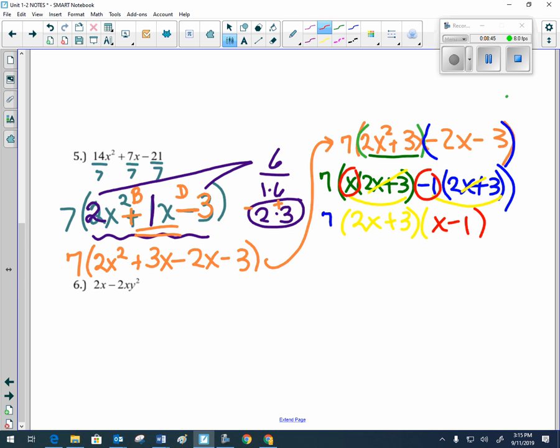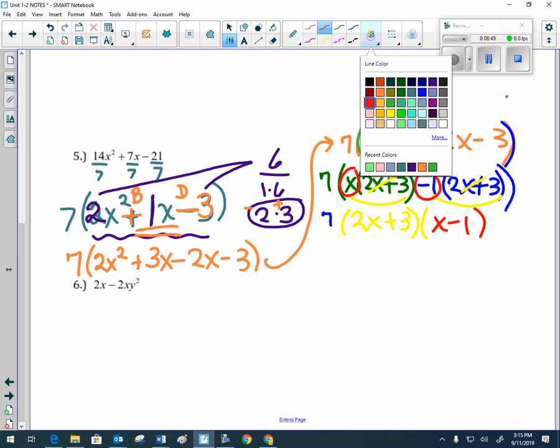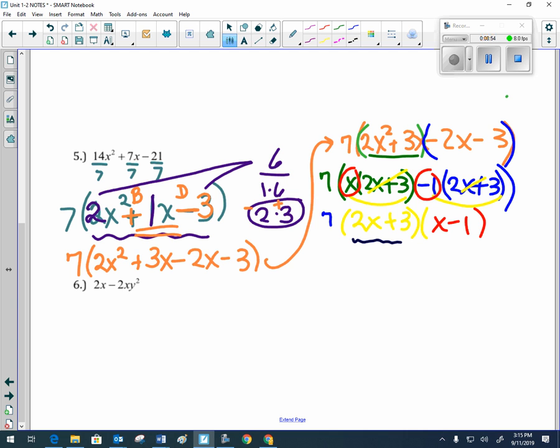Remember, your very last step should be to look at your parentheses and see if they can be factored further. So when I look at this parenthesis, it cannot be factored. When I look at this parenthesis, it cannot be factored. So my final answer for this factoring completely question is 7 parentheses 2x plus 3 parentheses x minus 1.